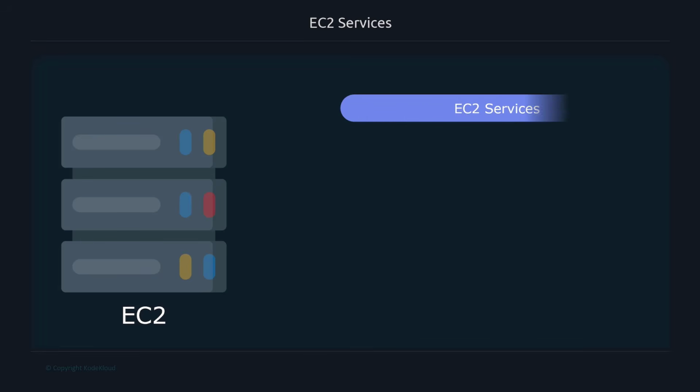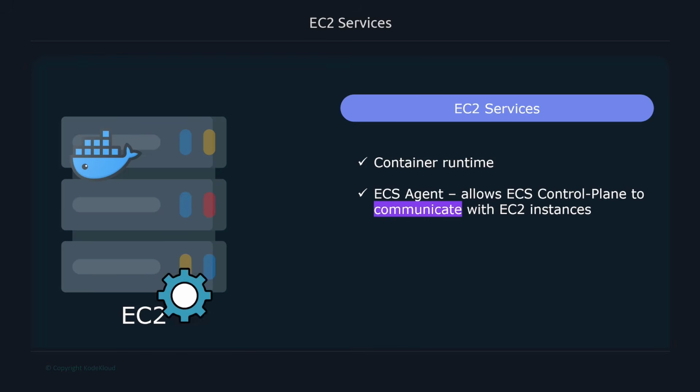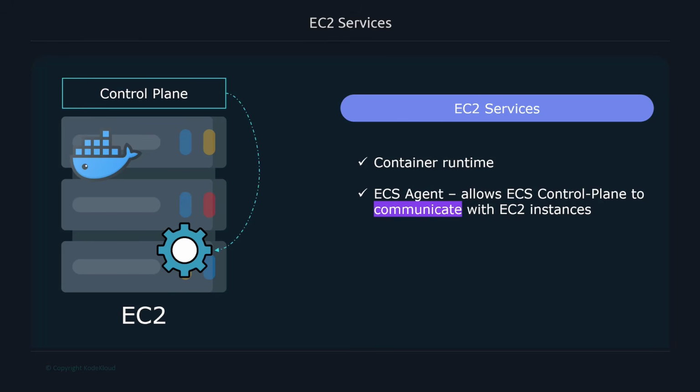And there's going to be two services or processes that you have to install on your EC2 instance. The first one is going to be a container runtime. Because this EC2 instance is running your containers, you're going to need some sort of container runtime. You can use Docker or one of the other runtimes. And the other thing is going to be an ECS agent. So the ECS agent allows the ECS control plane to communicate with the EC2 instances. So this is how ECS is able to talk to your EC2 instances and give it instructions.